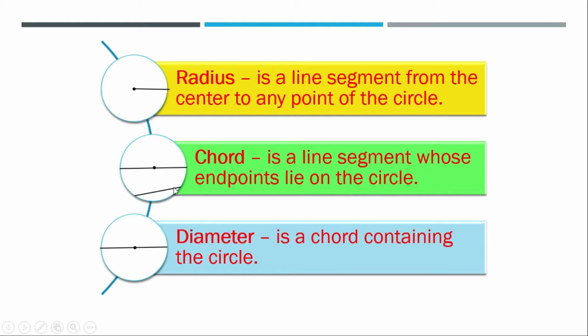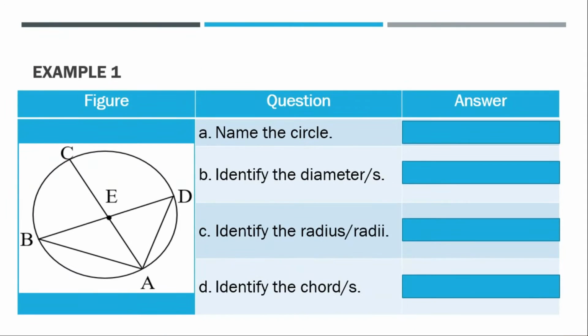Understood? So let's have an example. We have here a table that consists of figures. I have questions, and we will write our answers in the third column. So this is our figure. For letter A, let's name the circle. A circle is named by its center, so whatever its center is, that is its name. It is named circle E, because point E is the center of our circle.